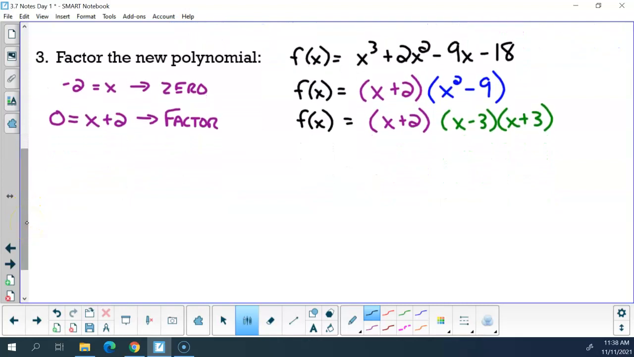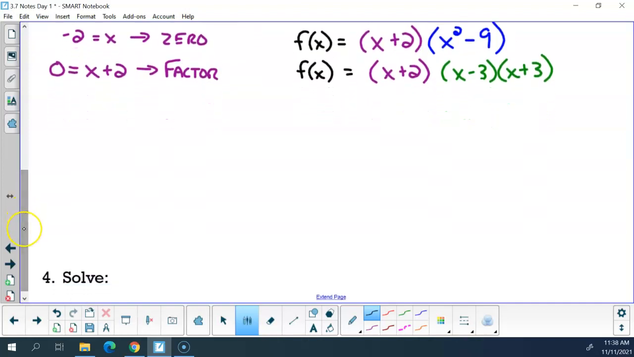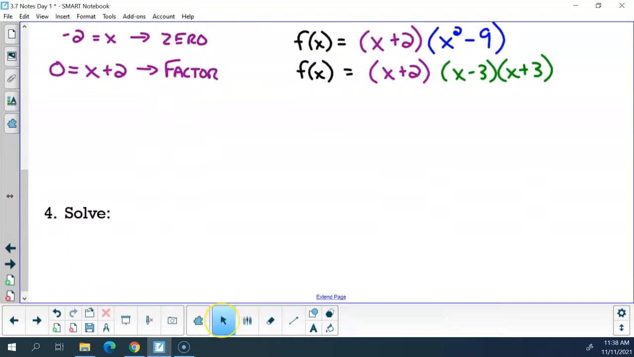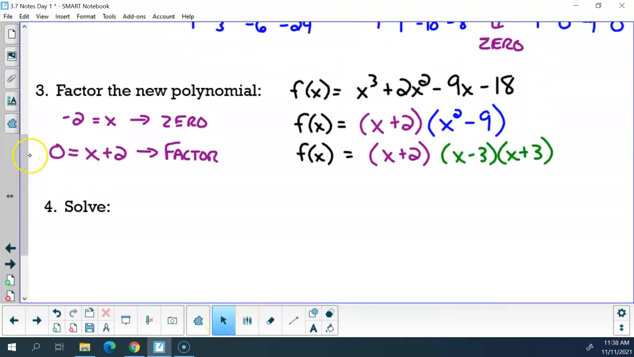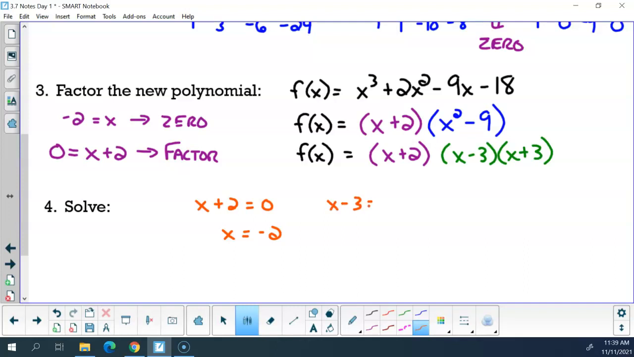What would be next? Find the zeros, right? Solve those. X plus 2 equals 0, so x is going to be negative 2. That was our original one that we found. X minus 3 equals 0, so then x equals 3. X plus 3 equals 0, so then x is going to be negative 3.